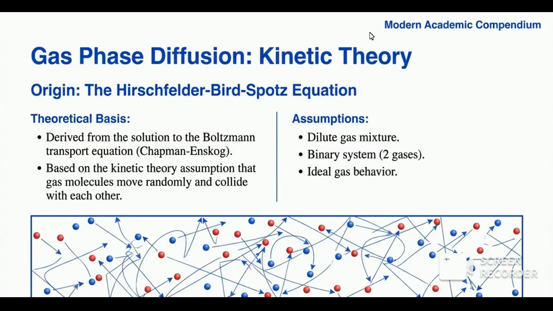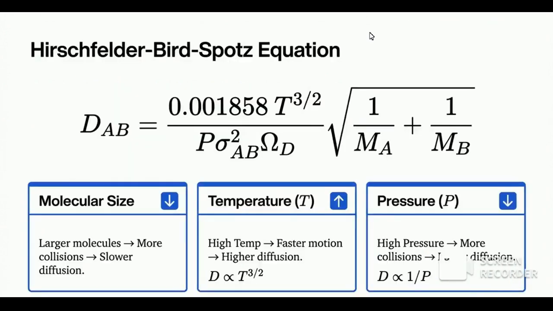In gas phase diffusion, gases are best explained by the Chapman-Enskog equation. It assumes gas molecules are just random balls colliding in space. It is built on the idea that gases are binary, of two types, and behave ideally. Three things matter for gases: molecular size, temperature, and pressure. Bigger molecules collide more and move slower. Higher the temperature, higher is the speed of the molecules. Higher the pressure, more the number of collisions, yet slower the diffusion.